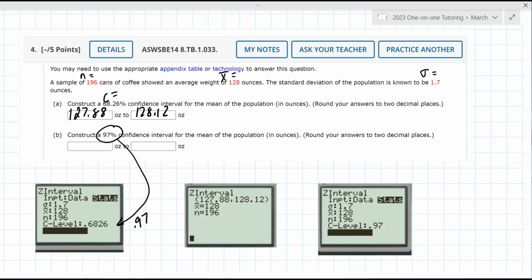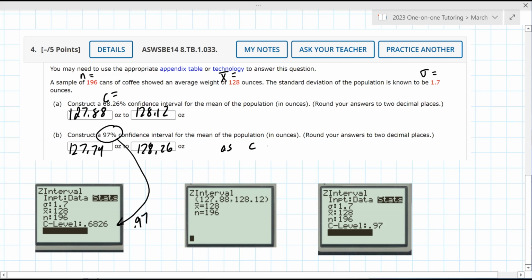All right. Okay. 127.74, 128.26. And one thing you should notice here is that as C increases, as the confidence interval increases, the width also increases. So the number on the left here is lower than this one. The number on the right is bigger than this one.